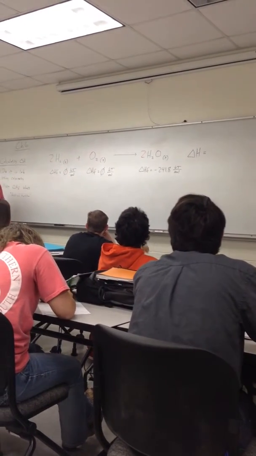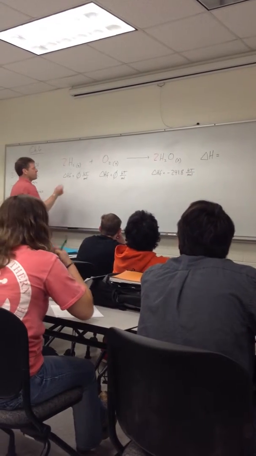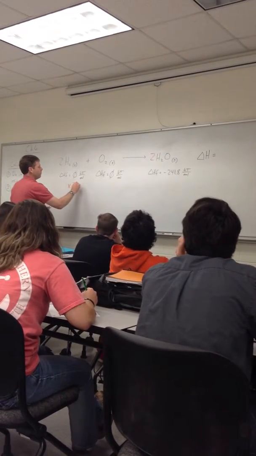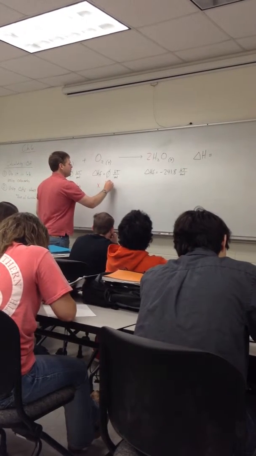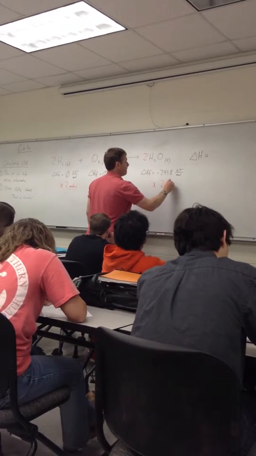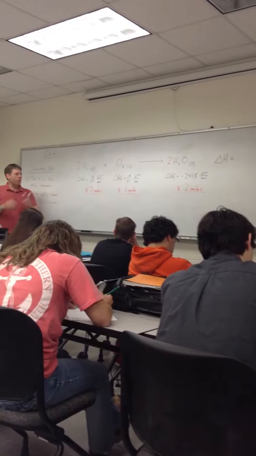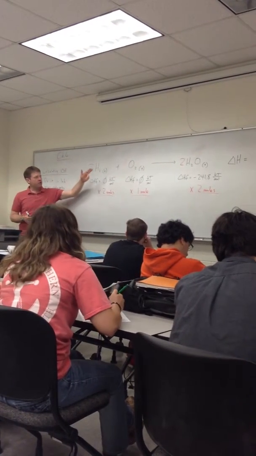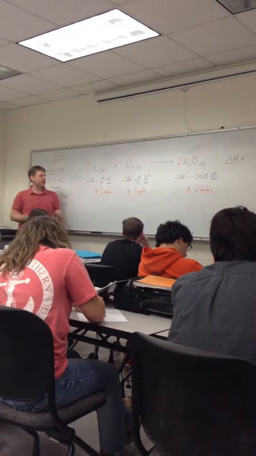So we have to look at our balanced chemical equation here and see how many moles we're talking about. We've got 2 moles here, 1 mole here, and 2 moles over here. And this is important because, again, these heat of formations are kilojoules per mole. We got to know how many moles we're working with in each case.